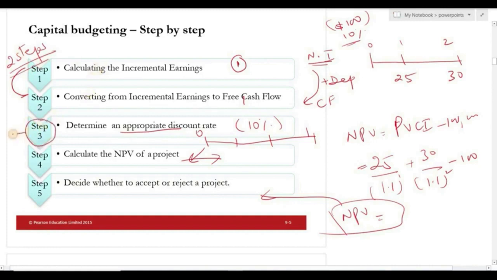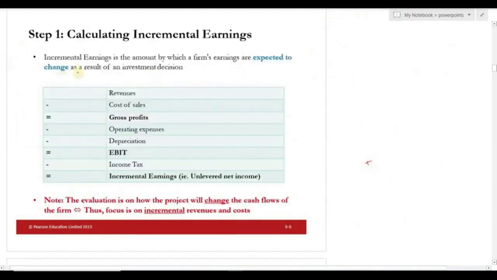Step 3 is basically a new chapter. In next class we are going to discuss this topic. The new chapter is the appropriate discount rate. So for this topic we are going to calculate incremental earnings and convert them into cash flows. So this is just a format for incremental earnings.